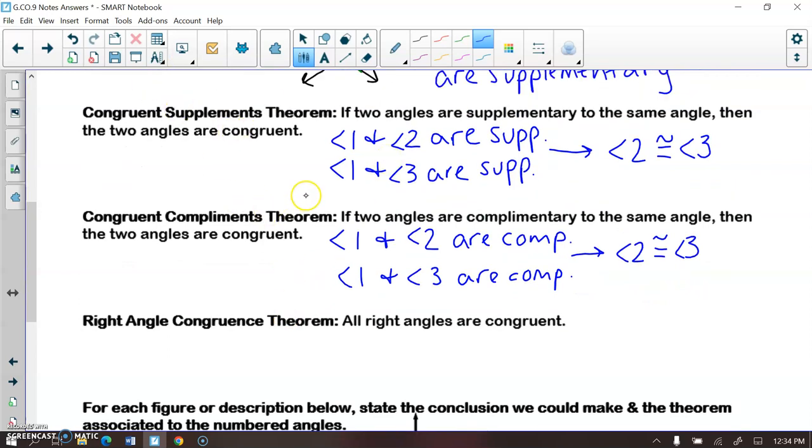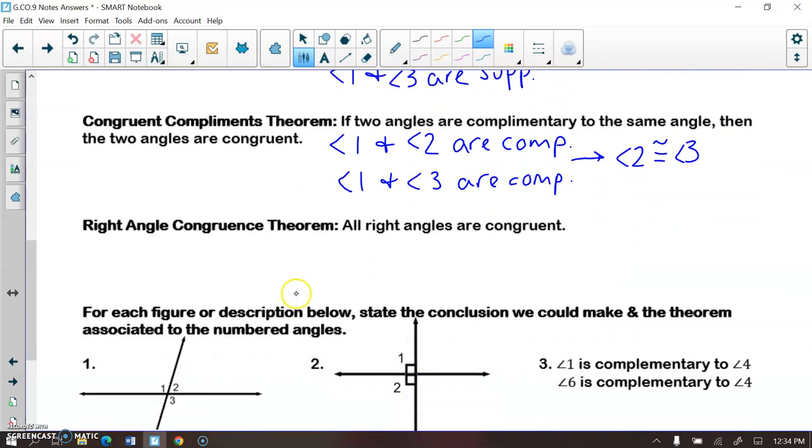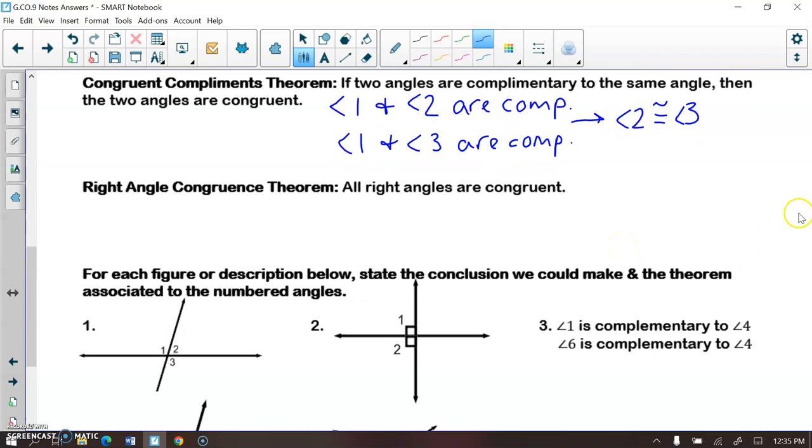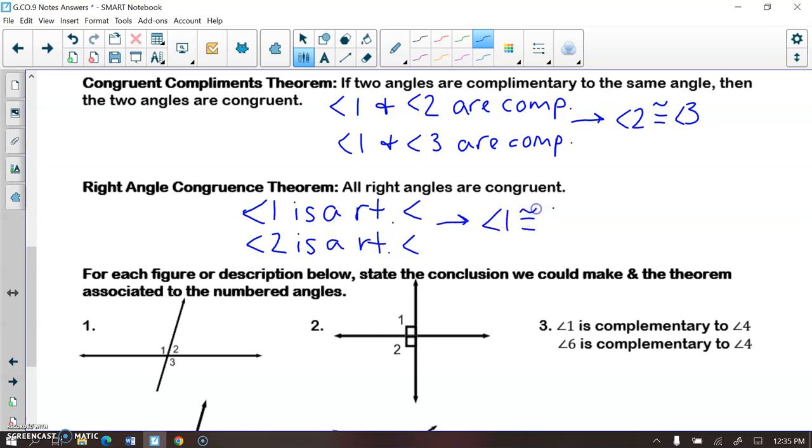If you know one of them, you'll know the other. And then the right angle congruence theorem, yes, this is something that was not accepted to be true, but all right angles are congruent. Somebody had to prove this theorem, that all right angles were congruent. So if you were given angle 1 is a right angle, and you were given angle 2 is a right angle, by the right angle congruence theorem, we can conclude that angle 1 and angle 2 are congruent.